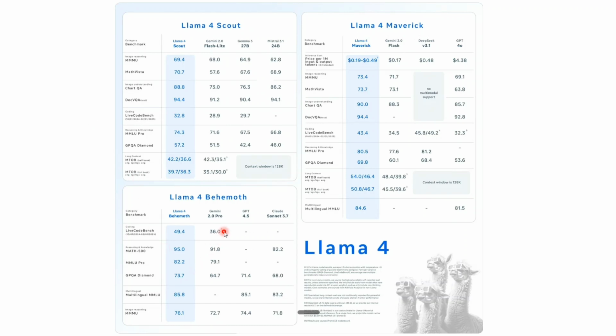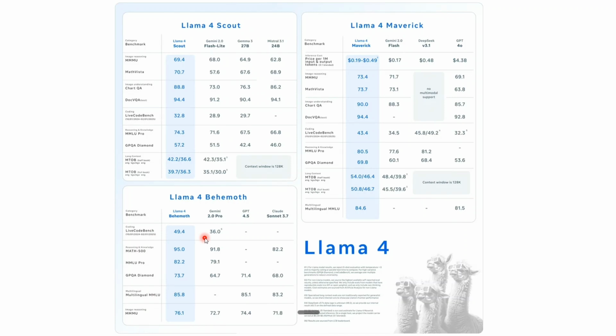Llama 4 Behemoth is able to beat out Gemini 2.0 Pro, GPT 4.5, and Claude Sonnet 3.7 as well. And that too by huge margins, as you can see. On LiveCodeBench, it is scoring 49.4, and the last best is 36.4, Gemini 2.0 Pro. So these benchmarks are looking crazy, and I think Behemoth hasn't been released, but once it is released, it would be a cheer to see it.